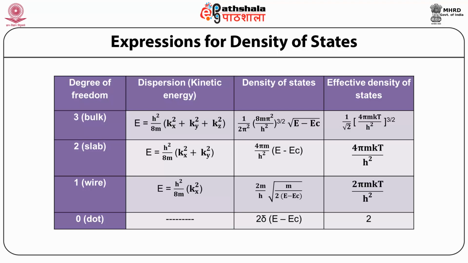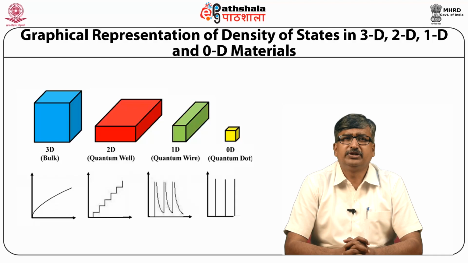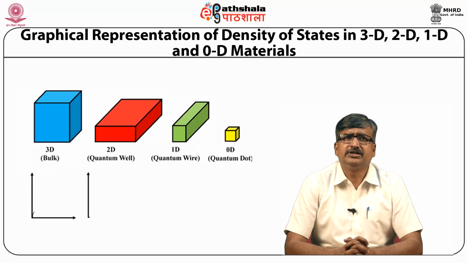For a 3D nanostructure, the density of states is directly proportional to the square root of energy. For a 2D nanostructure, it is independent of energy. For a 1D nanostructure, it is inversely proportional to the square root of energy, and for a 0D nanostructure, it is a delta function. So this density of states is more clearly shown in this figure with a graphical representation of 3D, 2D, 1D and 0D material.